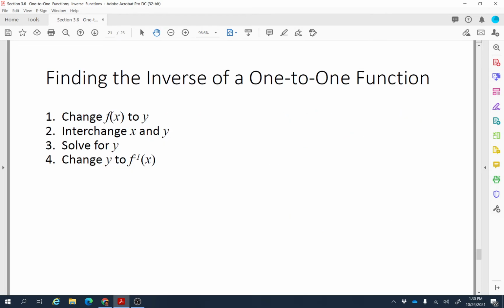Now sometimes we need to find the inverse of a given function. If we have to find the inverse of a given function, first of all write down your function f of x as y. So replace that function by y. That's the first step. The second step is to interchange x and y. The third step is to solve for y. Finally, that y would be the inverse of the original function.